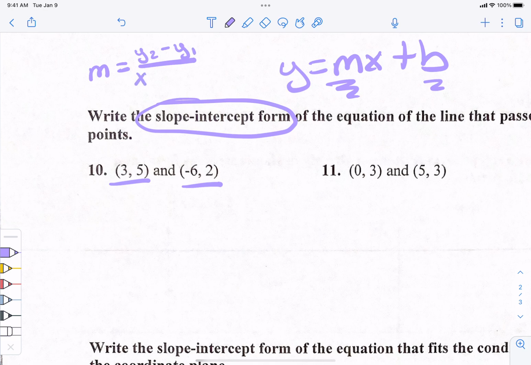Why do the y's go on the top? Rise over run. The y's are the rises. The x's are the runs. So y2 minus y1 over x2 minus x1.